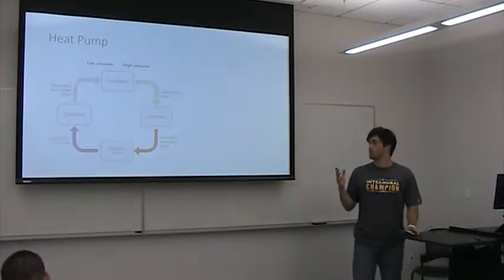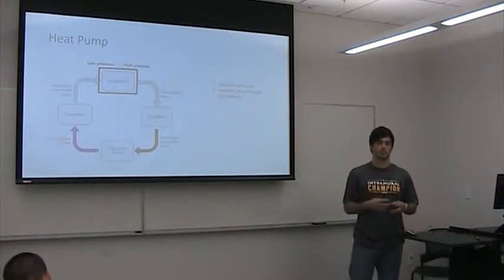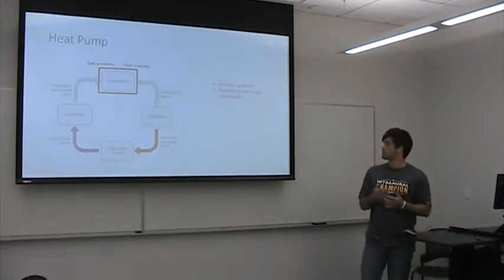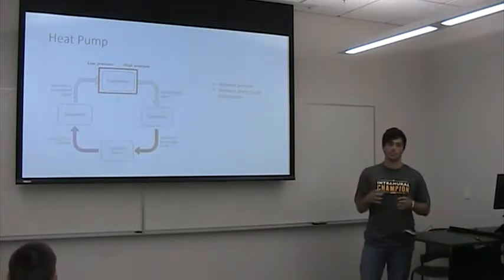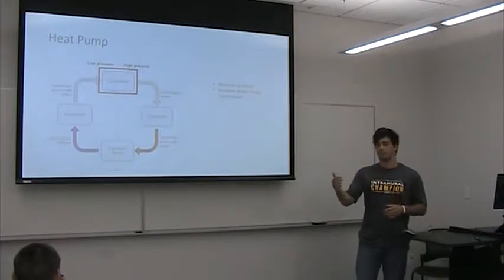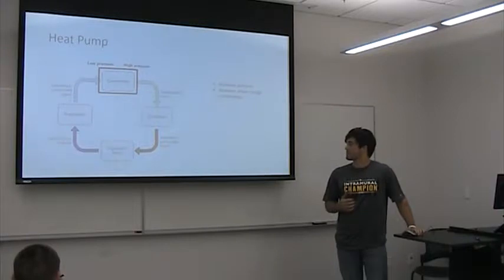There's four main components. First we have the compressor, which will compress the refrigerant to a higher pressure. This increases the pressure and also increases the phase change temperature. So that increased phase change temperature will allow it to dump heat into a room temperature environment.